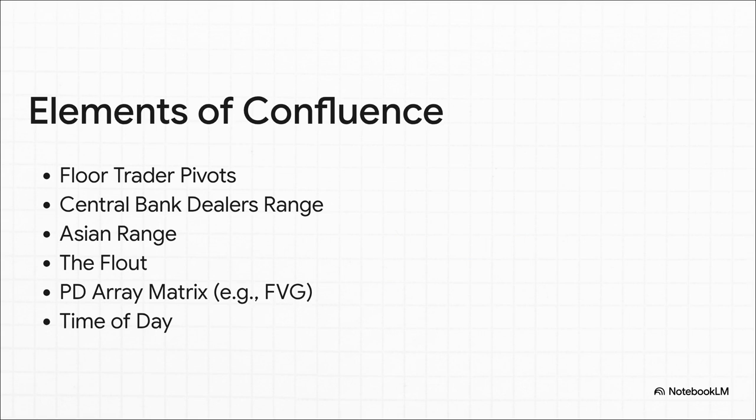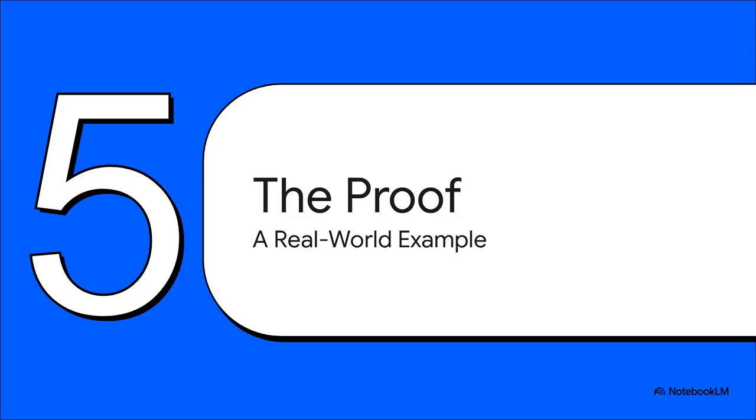And Confluence doesn't stop with just these range tools. The real magic happens when you start layering them with everything else you've learned. We're talking about the PD array matrix, things like order blocks, fair value gaps, you name it. And of course, the time of day is absolutely critical. When you get the range projection, a key PD array, and the right time of day all lining up, that's your A-plus setup. That's when you can confidently target the daily high or low. Look, all this theory is fantastic, but let's see how it all clicks together in a real-world trade.